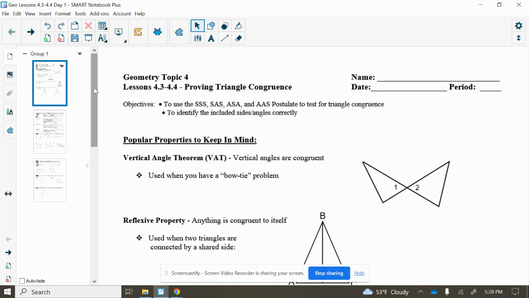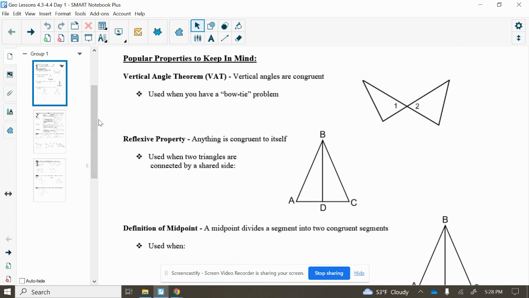Now, before we start talking about proving triangles congruent, here are some properties that we should keep in mind, because there are things that we can sometimes assume from diagrams without having to be given that they are congruent. For instance, we use the vertical angle theorem, that vertical angles are congruent. This often happens in these double triangle situations in which it looks like a bow tie. So sometimes we call them the bow tie problems.